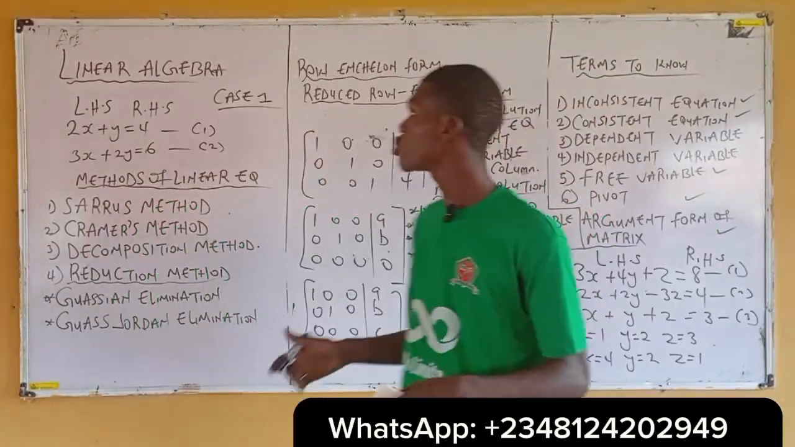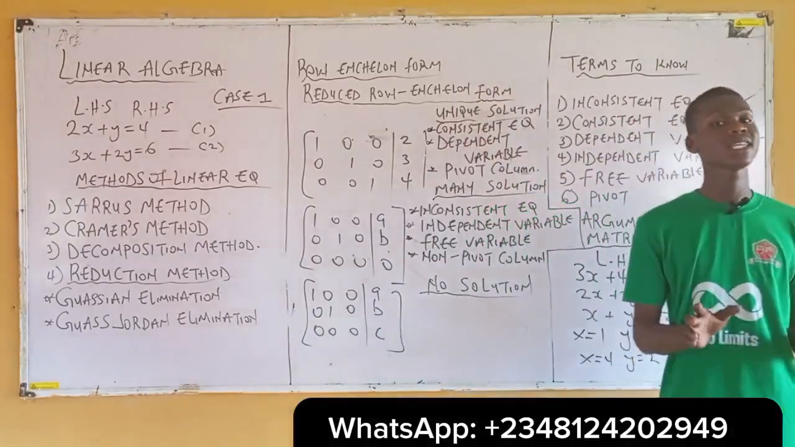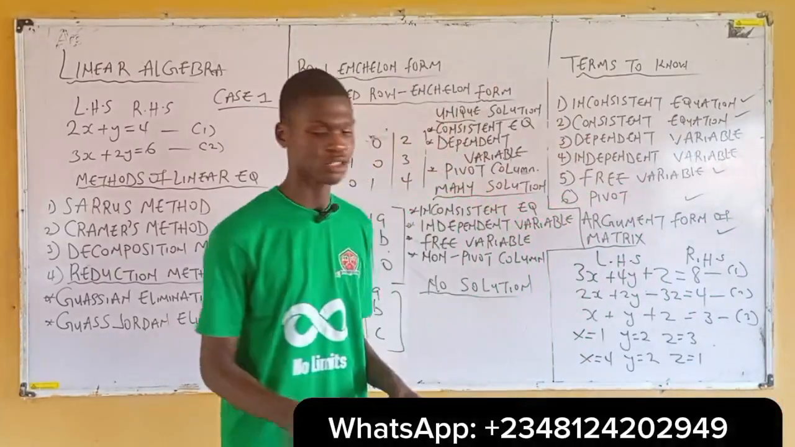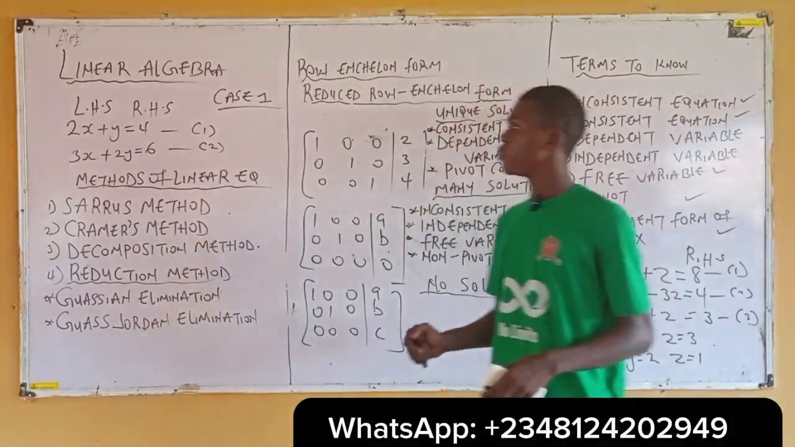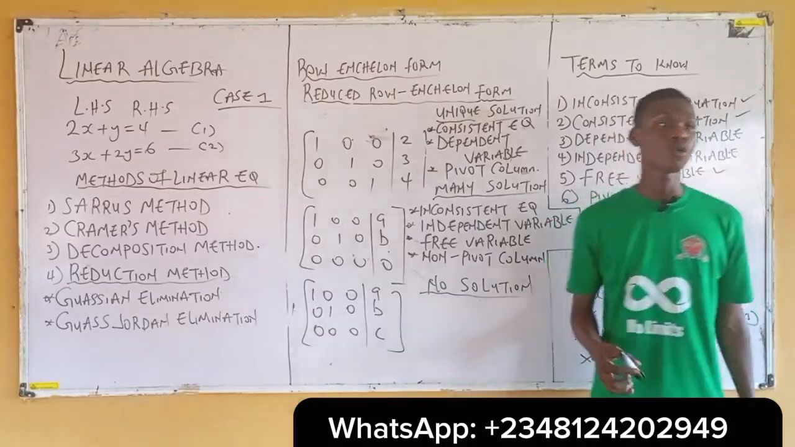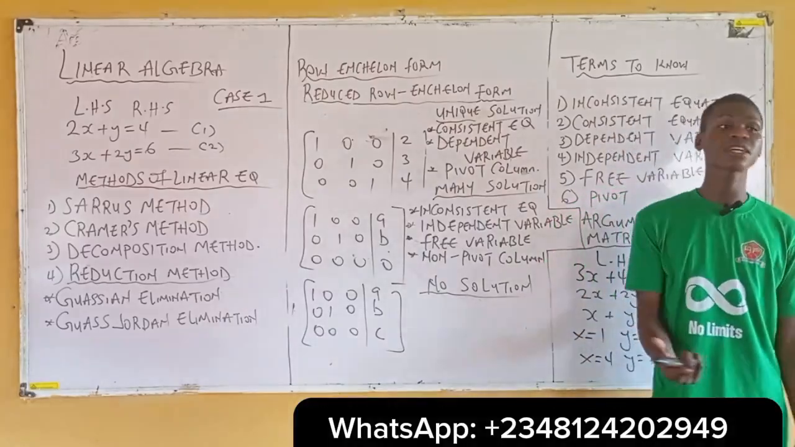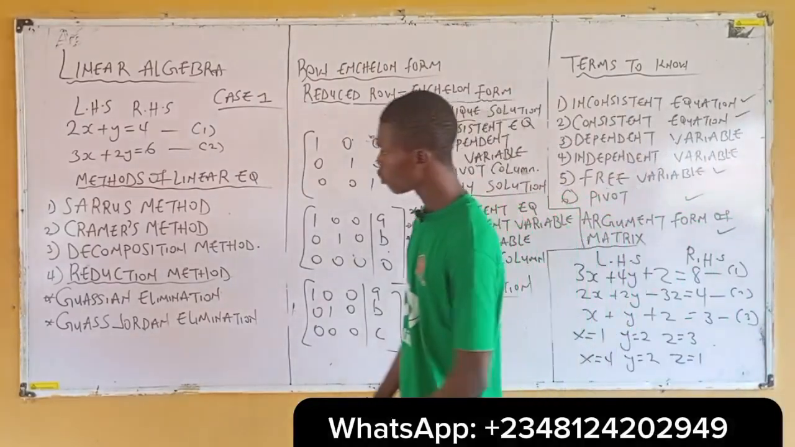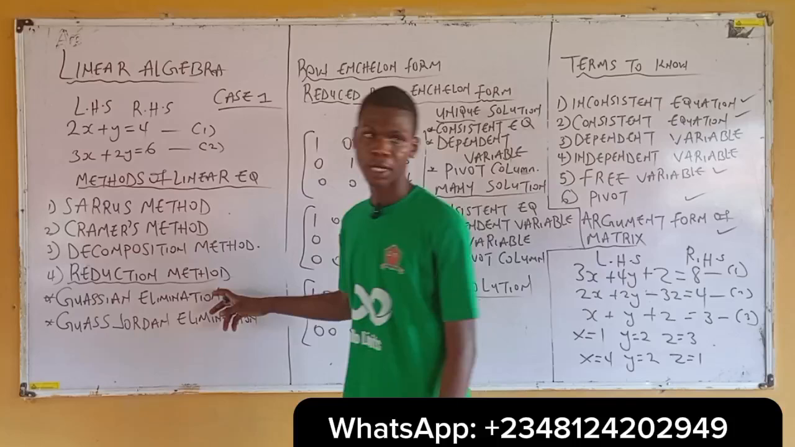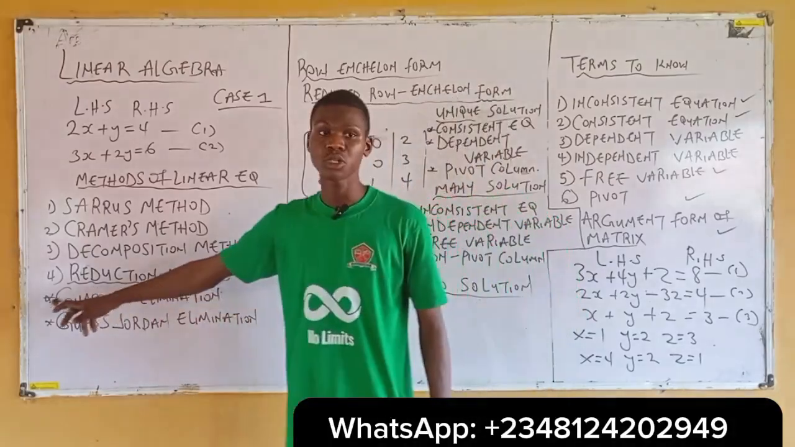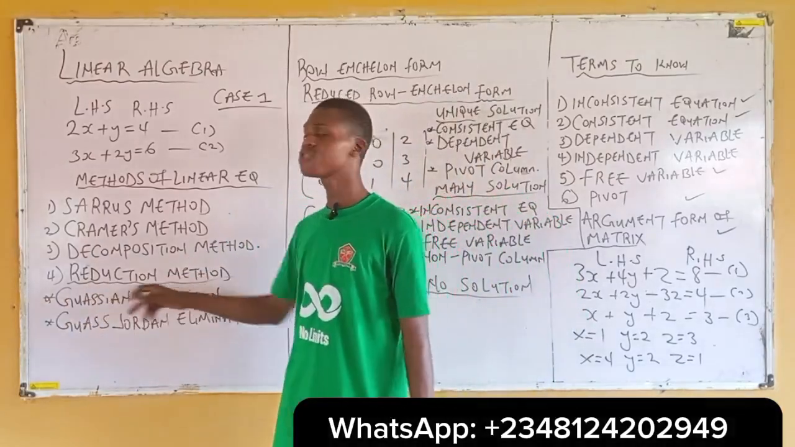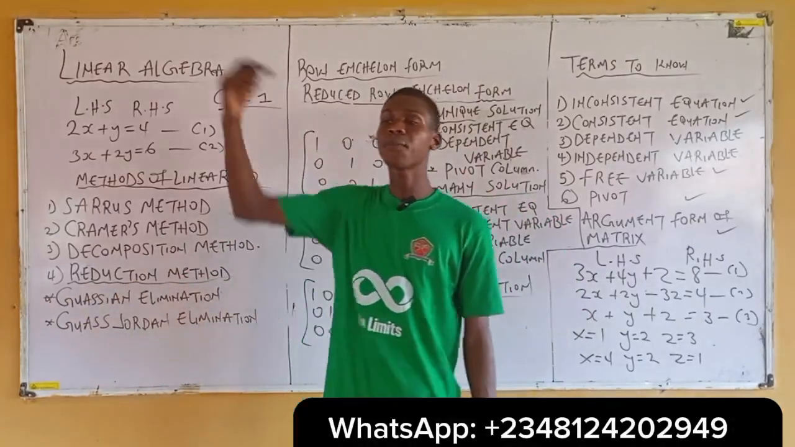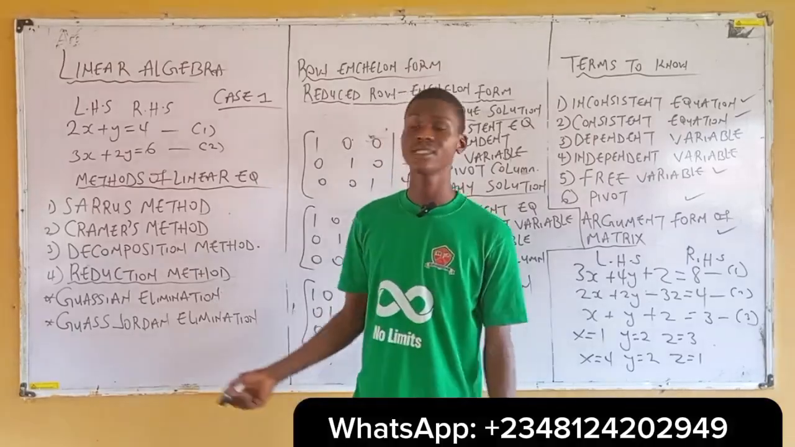So this is the theoretical explanation when it comes to linear algebra. Now, we've seen that we have different types of methods to solve a given question under linear algebra. So we'll be looking at the reduction method. Why are we looking at this reduction method? We are looking at it because it is easy. Let me just say it is easy.